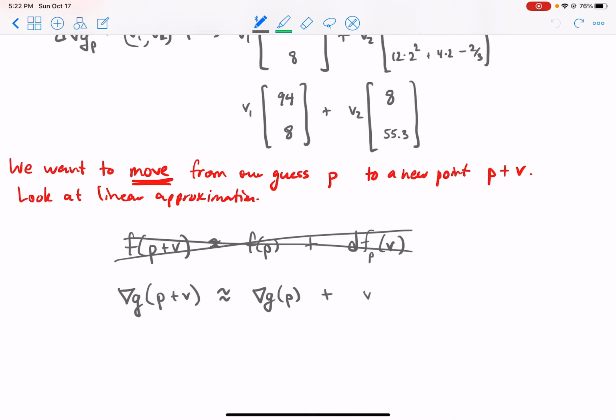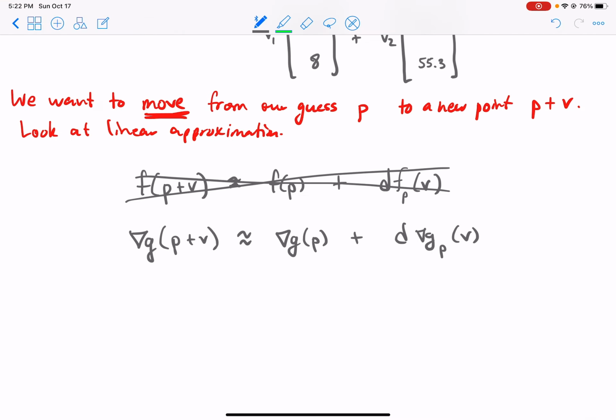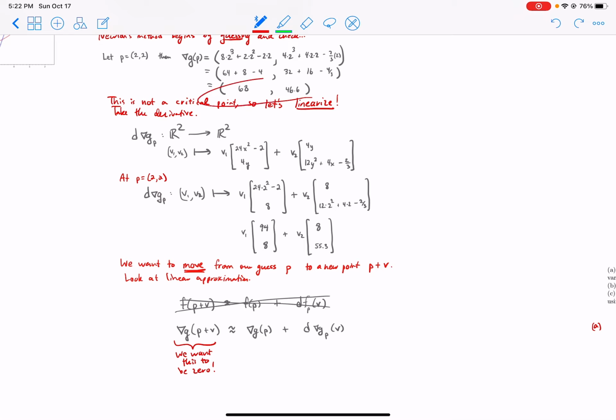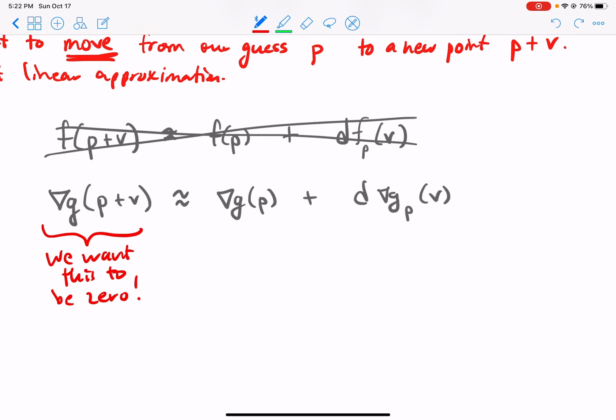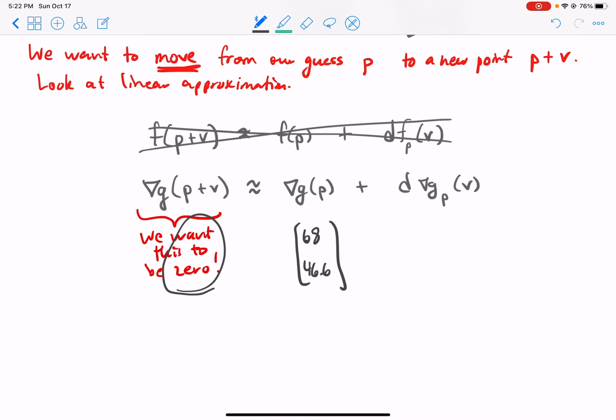What is it? Well, here, I'll just write it out. Derivative of the gradient at the point P on vector V. Now, I'll put it in words. We want this to be 0. Right? We checked. The gradient at P was something very specific. Here it was 6846.6. That was not 0. We would rather it be 0. So this piece we'd want to be 0.